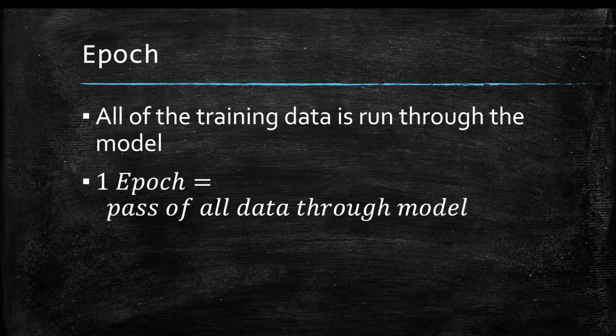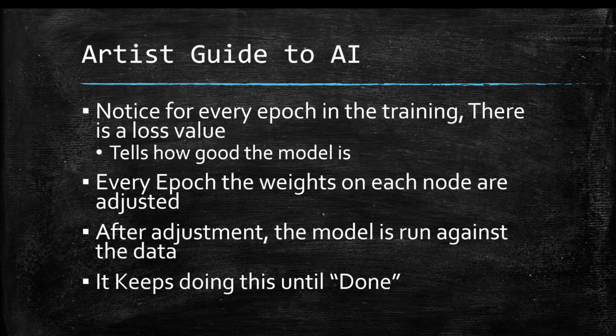Okay, so remember that an epoch is when all of the training data is run through the model. When we ran through, we had 60,000 values. That's a lot, but we ran through all 60,000. When we put all 60,000 through, that corresponds to one epoch. Here's the artist's guide to AI, so we're trying to make it a little bit easier. But notice that for every epoch in the training, there was a loss value. Remember how we noticed that here's the loss, and that loss tells us how good the model is.